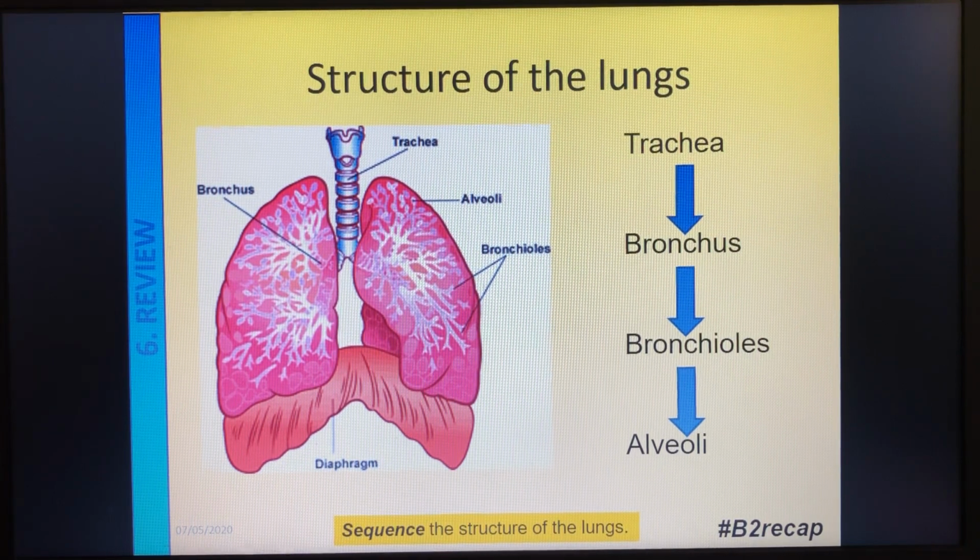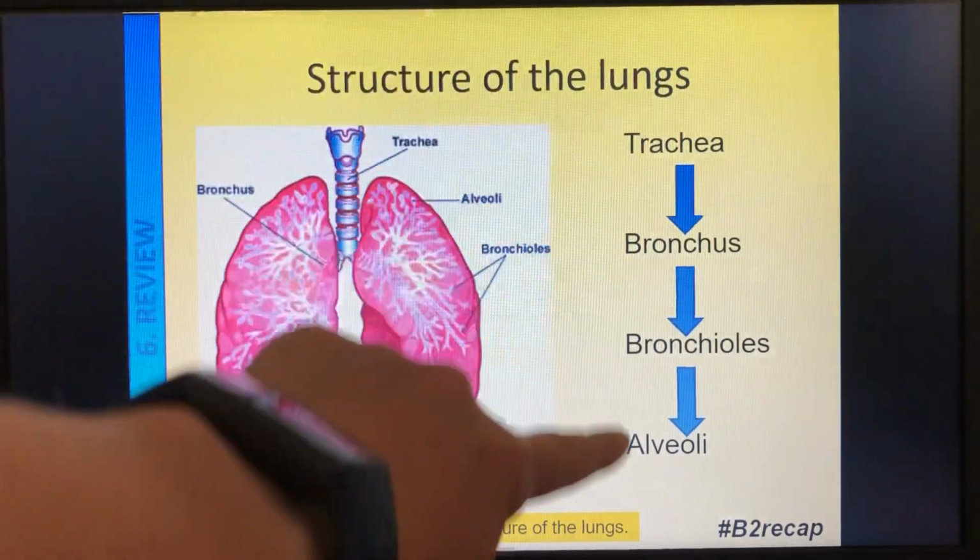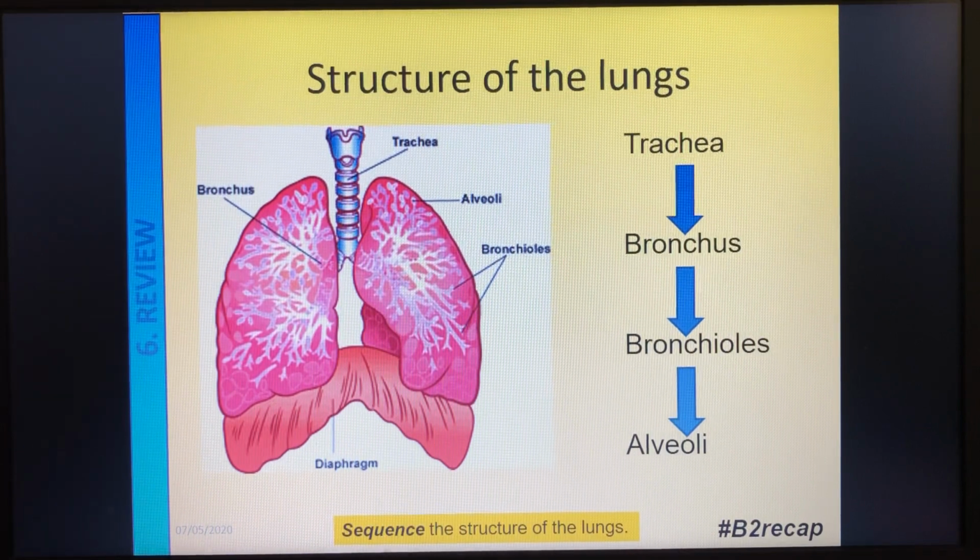end, okay? And it's really important that we sequence it in the right order, okay? So we start with the trachea, then through the bronchi or the bronchus, through into the bronchioles, and then finally stopping at the alveoli at the end of that network. Okay, if you need extra time, then pause now.